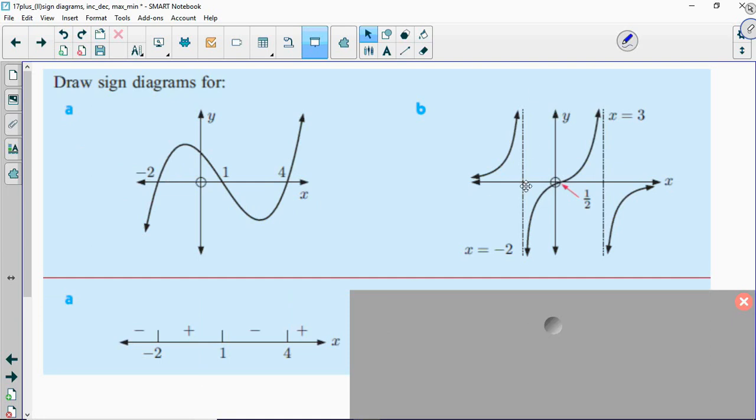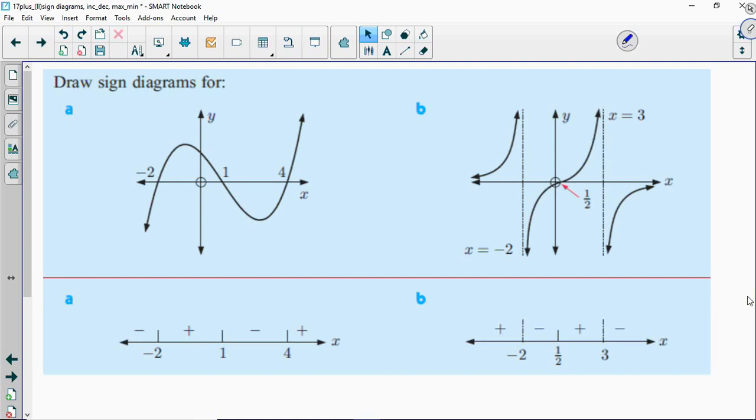This one is undefined at -2. It has a 0 at 1/2, and then it's undefined again at 3. How do the signs change? Plus, minus, plus, minus.